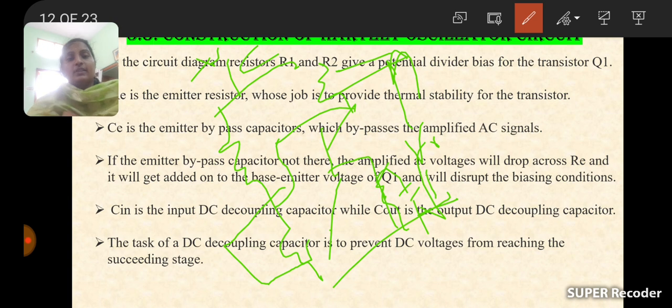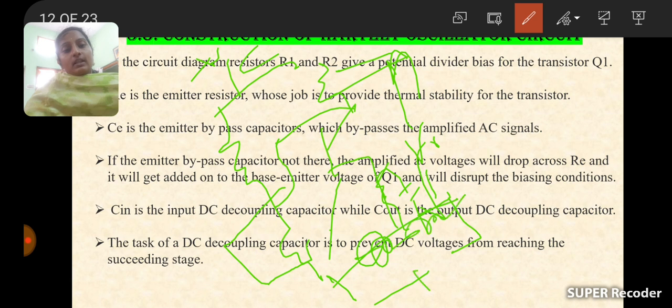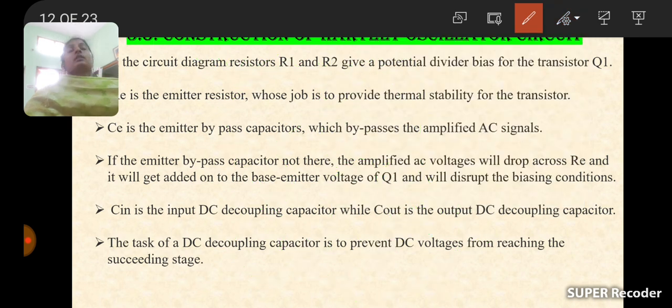See here, simply it looks like an RC coupled amplifier, but in place of the resistor here it consists of, in the Hartley, two inductors as well as one capacitor. That means the tank circuit has inductors and a capacitor. In the circuit diagram, resistors R1 and R2 give the potential delivered to the transistor. Is it clear?